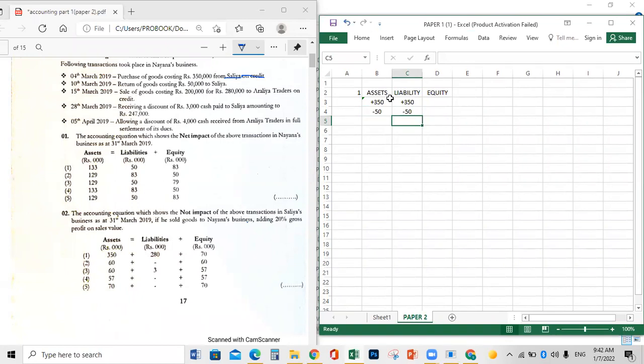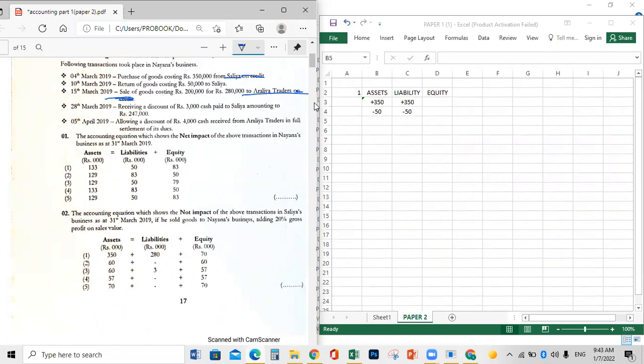Next one, sales of goods costing 200,000 for 280,000 to earlier traders on credit. Again, I will tell you all, even if they don't tell the word credit, you should understand it's on credit. How? They have told the person's name. I have another question for you all. What if they say sales of goods 200,000 for 280,000 to earlier traders on cash? Is it still on credit?